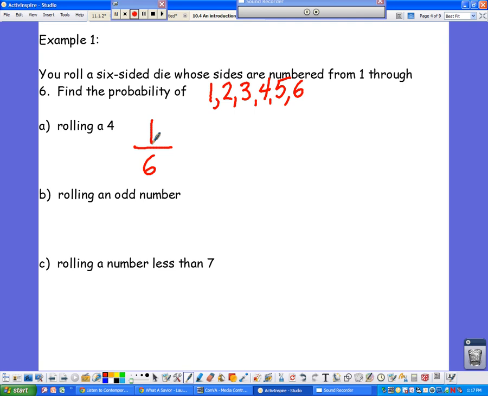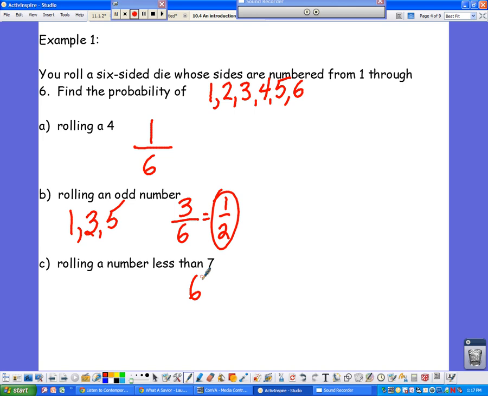B, what's the probability of rolling an odd number? Well, all you have to do is count the odd numbers. The only odd ones would be 1, 3, and 5. So we have 3 possibilities out of a total of 6. Make sure you reduce it, and our final answer is 1/2. Okay, part C, what is the probability of rolling a number that is less than 7? Well, if you look at these, they're all less than 7.